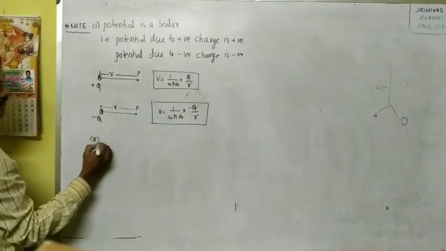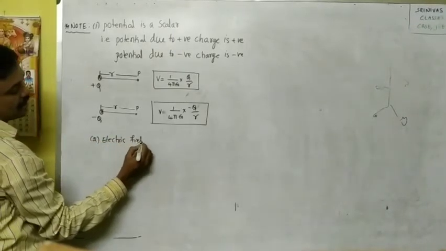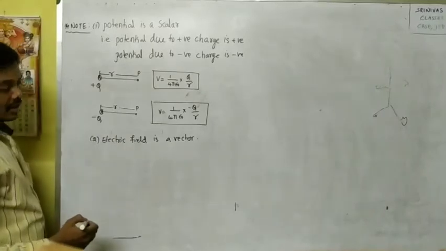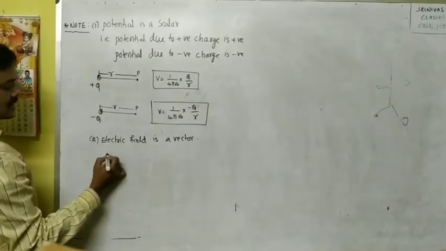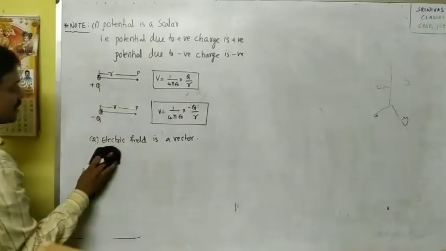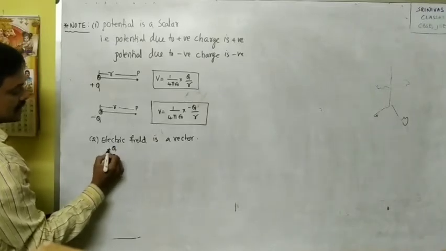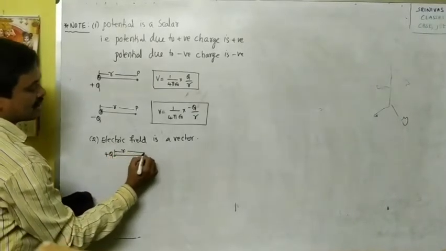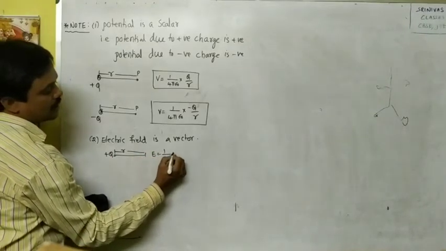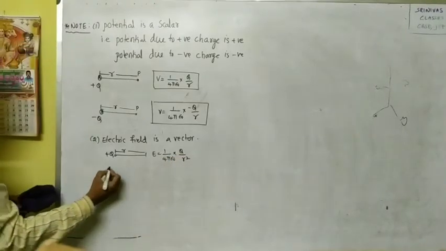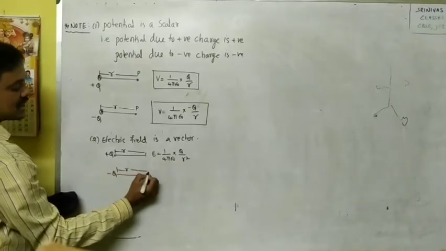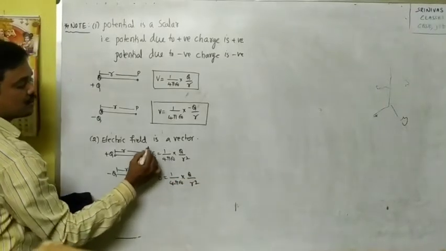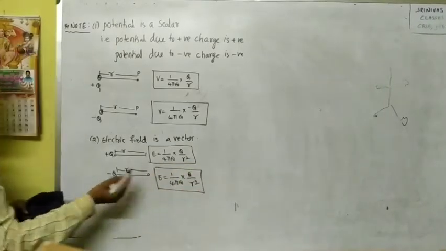Now the second point. Electric field is a vector. Electric field due to a point charge, whether plus or minus, due to plus Q charge at a distance R, is 1 by 4 pi epsilon naught into Q by R square. And the electric field due to minus Q charge has the same magnitude. We write again 1 by 4 pi epsilon naught into Q by R square. We write the same formula for both.